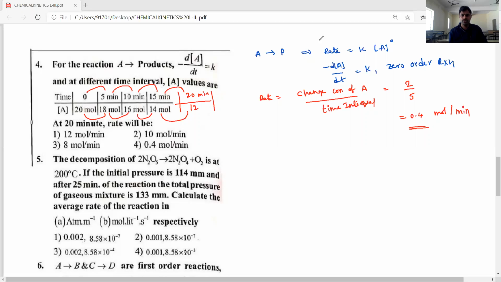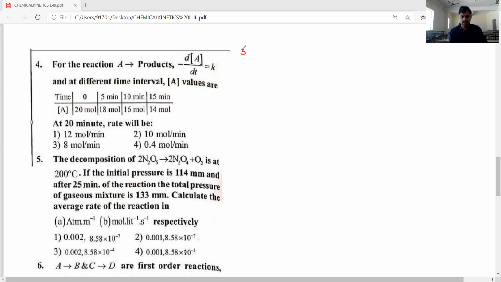Next, fifth question. Fifth question, the decomposition of N2O5. N2O5 is converted into N2O4 plus half O2. That means 2 moles of N2O5 is converted into 2 moles of N2O4 and 1 mole of O2. If 1 mole of N2O5 is used, it produces 1 mole of N2O4 plus half mole of O2.